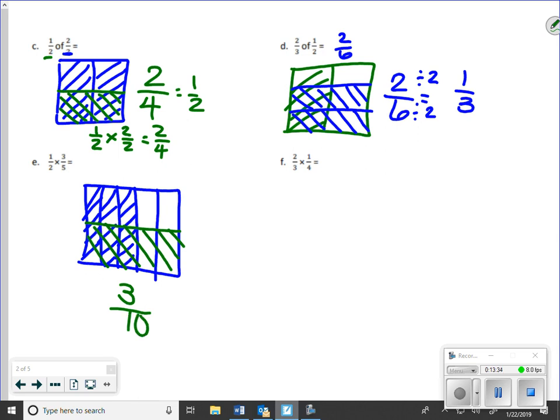Can this be simplified? I've only got one person who knows. Can this be simplified? No. There is not a number that can go into 3 and 10. Because 3 cannot go into 10, and 3 is a prime number. So 1 times 3 is 3. 2 times 5 is 10. 3/10. That's as small as it gets.